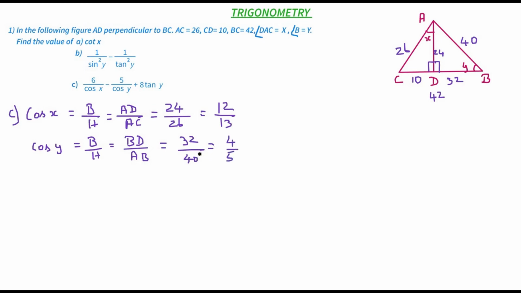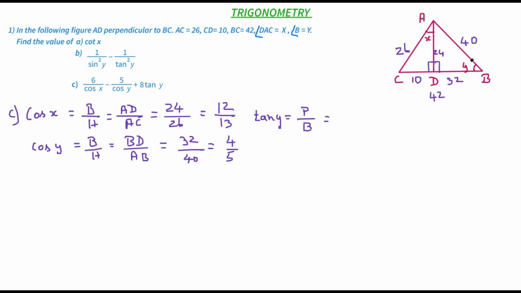We are dividing it with 8 table. 32 divided by 8 is 4. 40 divided by 8 is 5. Easy. Now let's find the value of tan y. So tan y. What is tan y? You would know, right? Just now we did it. It is perpendicular by base.